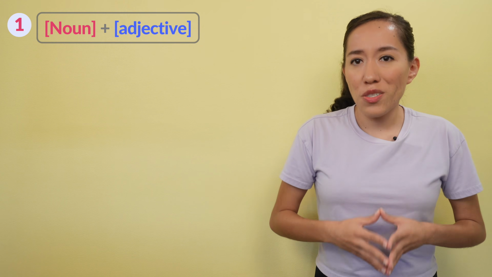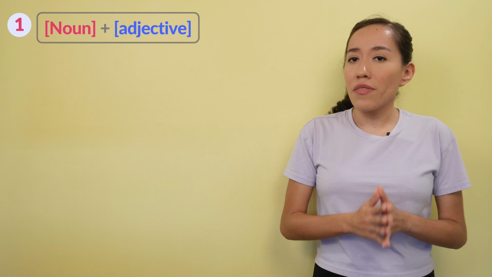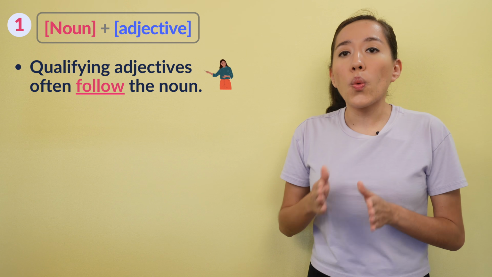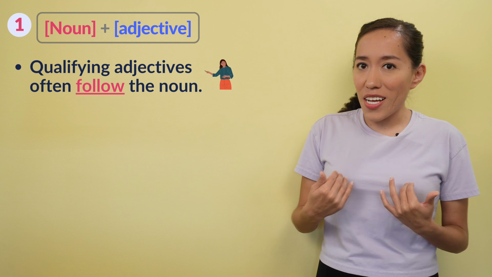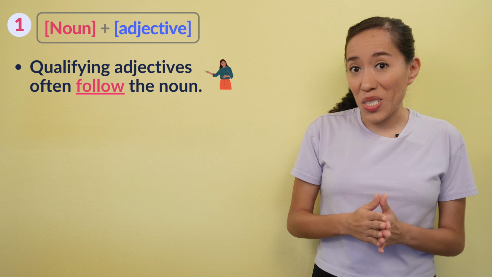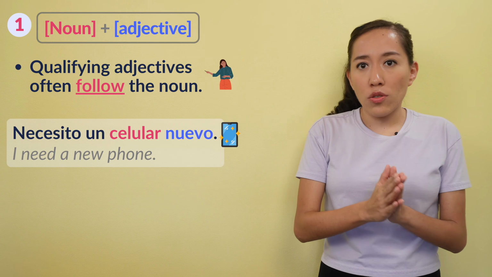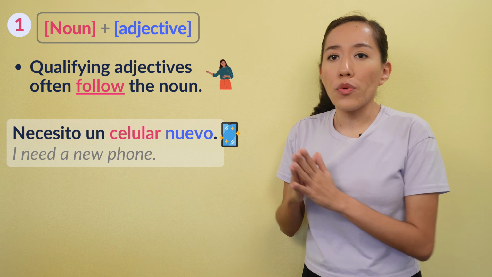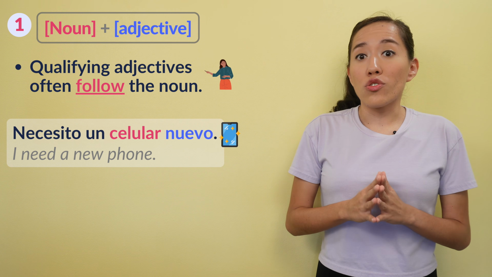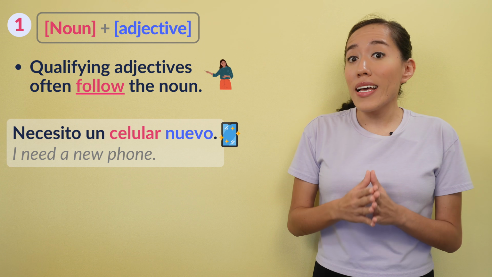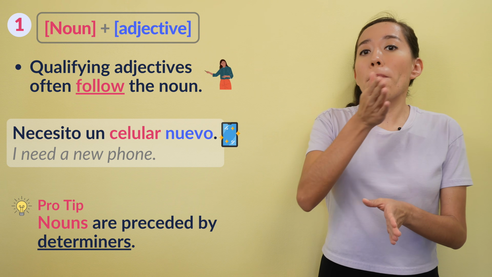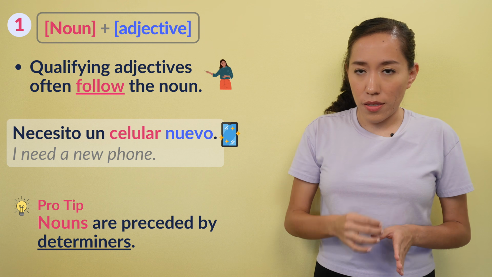La fórmula número uno es la fórmula más básica, sustantivo más adjetivo. This formula is going to help us describe. Most of the time, Spanish qualifying adjectives, the adjectives that we are going to use to describe, are going to be placed after the noun. Necesito un celular nuevo.